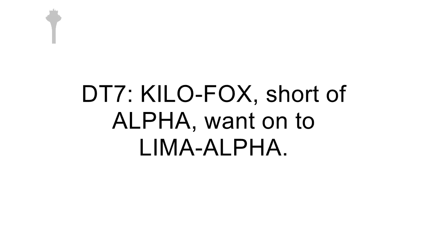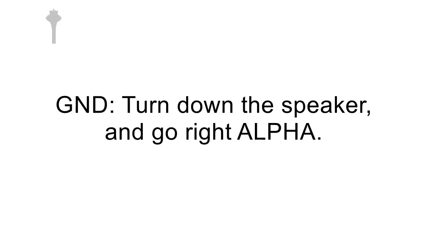Kennedy Ground, Delta 47. Delta 7 zero, 5-7 Alpha, going over Lima Alpha. Turn down the speaker and go right Alpha. Turkish 2 Heavy, hold short of Hotel Bravo. Hold short of Hotel Bravo, Turkish 2 Heavy.